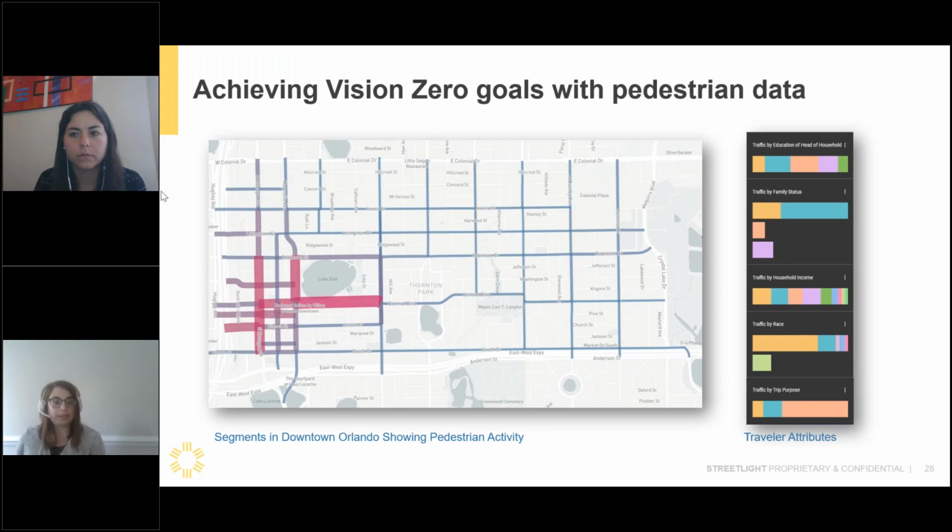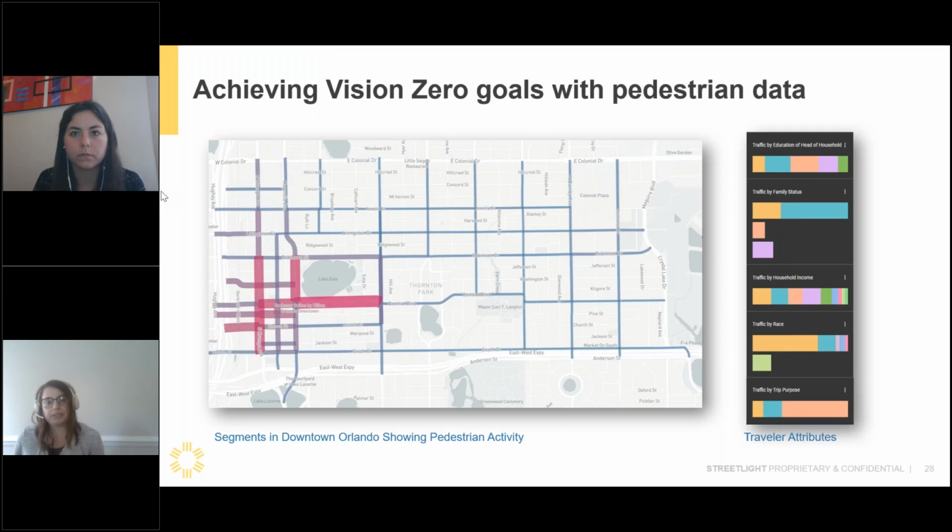In the downtown Orlando area, I selected different segments across the area to be able to measure that pedestrian level of activity. As you can see, the darker pink, thicker lines are where we see more pedestrian activity around the park and downtown area compared to some of the paler blue, thinner lines that are in some of the neighborhoods. And so you're able to identify where those pedestrians are. And using big data, we're also able to layer on our traveler attributes.